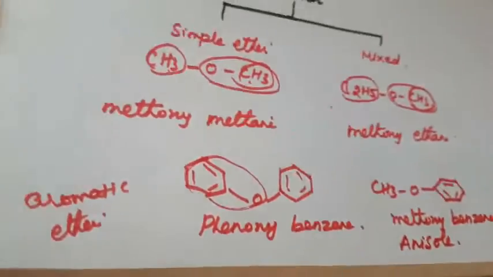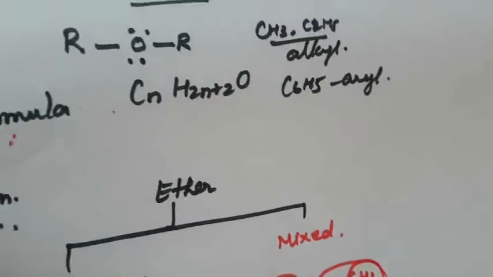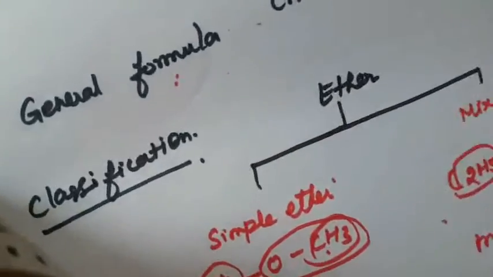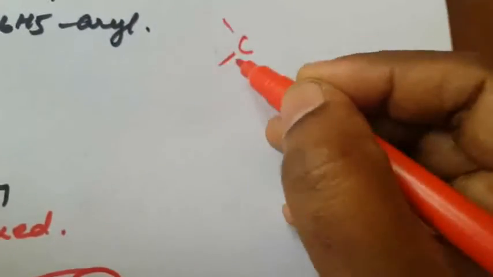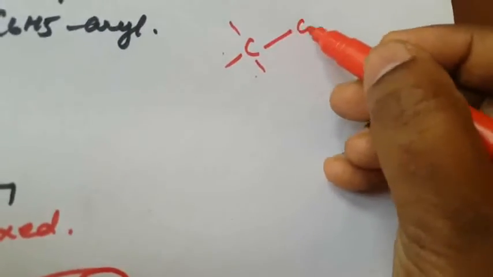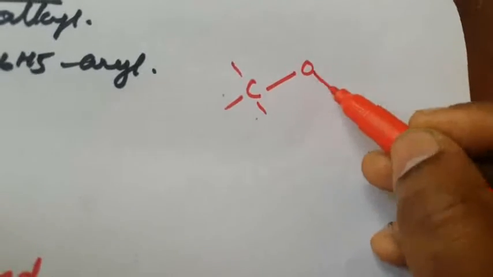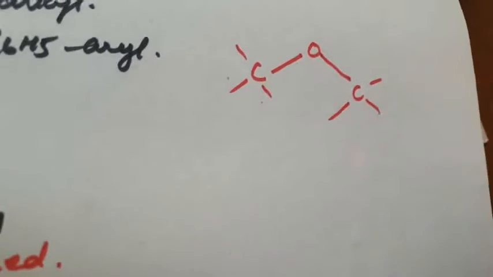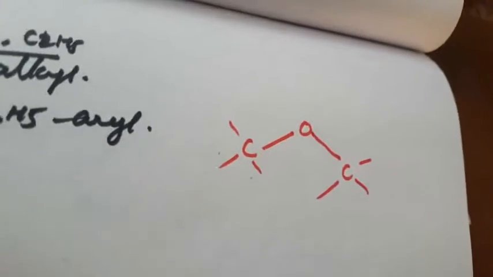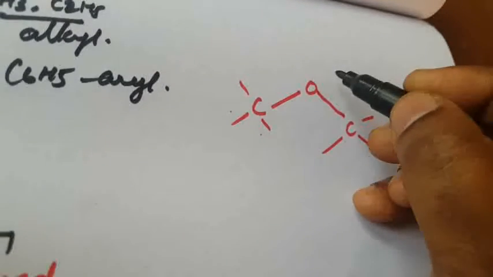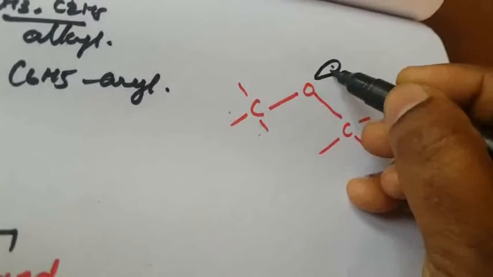Okay, next one is, what is the structure of the functional group of this ether? How to write the structure of the ether? First one is the alkyl group, right? So this is oxygen linked with that oxygen. Again this is the carbon. Okay, 3 carbons. How to write that one? So this oxygen has 2 lone pairs.